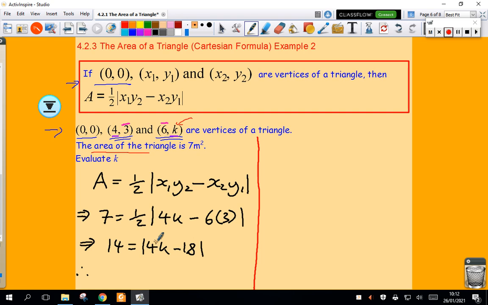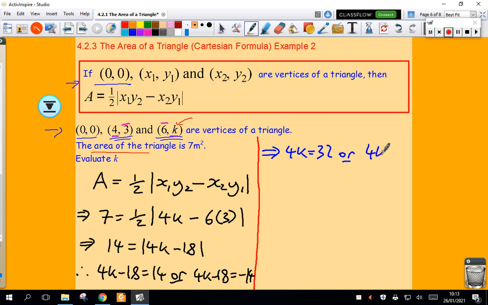So this number inside the absolute value brackets, 4k subtract 18, could equal to positive 14, or it could equal to negative 14. So what I'm going to do is I'm going to solve each of these equations. Really straightforward from here. Equation 1, I'm going to add 18 on both sides. I'll get 4k equals 32. And equation 2, I'm going to add 18 on both sides as well. 4k is equal to, it's going to be 4 over here. 18 added to negative 14 is 4.